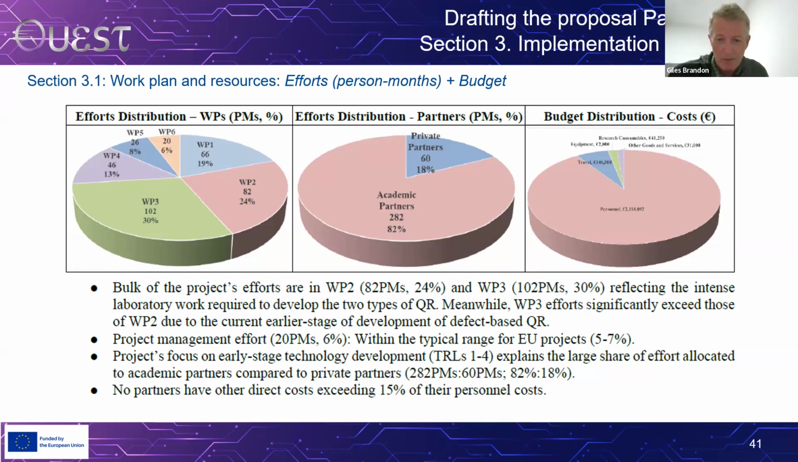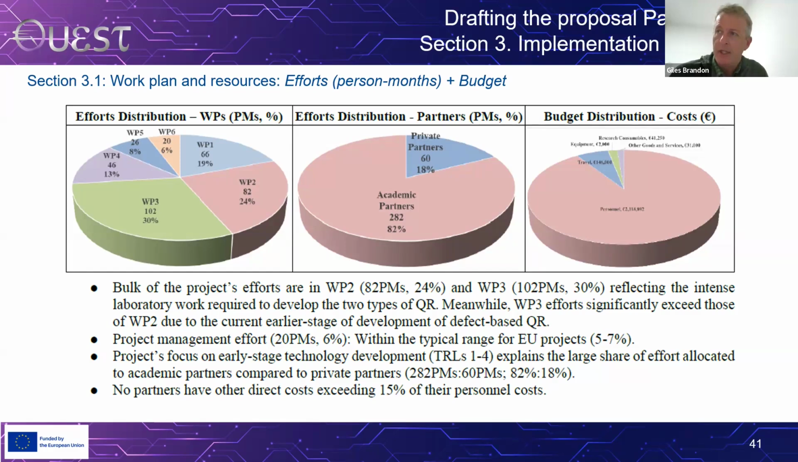Similarly, for the work package for dissemination, as a very general rule, unless it's a CSA which is really very, very focused on dissemination, I think for all other types of projects, I would say keep it within 10% of the overall person months for the project.